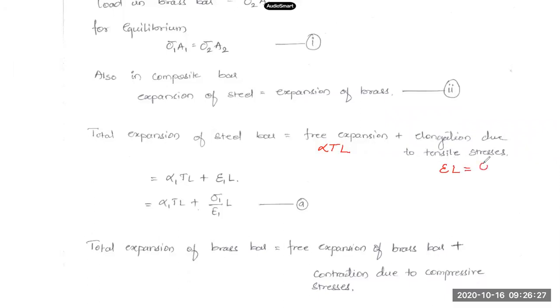This will be nothing but sigma 1 by E1, the tensile stress in the steel bar divided by its modulus of elasticity, which is the strain epsilon, multiplied by L. L is the length of the steel bar, so that has been substituted here. This term gives me the elongation due to tensile stresses. Is that fine? This is what we are arriving at: the elongation of the steel bar that I am trying to estimate.